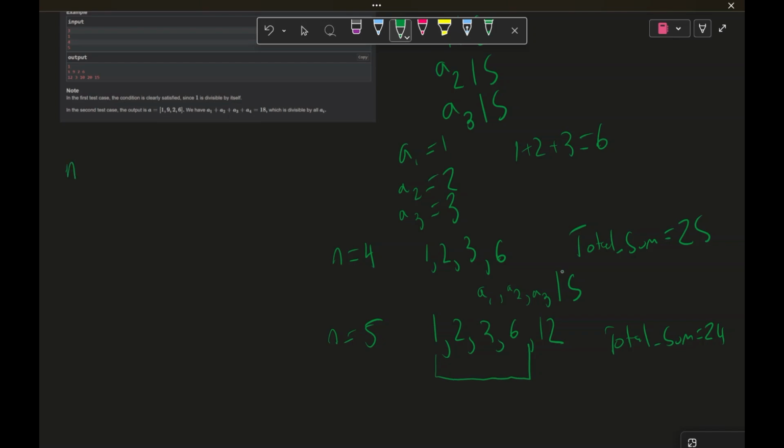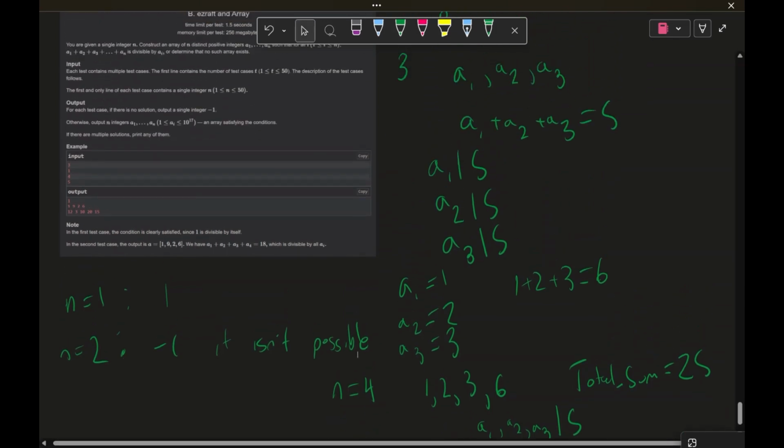We still have to consider n equals 1 and n equals 2. So n equals 1 is easy because this is just one number. We can take 1 because 1 divides 1. But then 2 is a little bit different. This actually will return -1 because it isn't possible. There are no such numbers, and I'll give a proof of why this is the case.